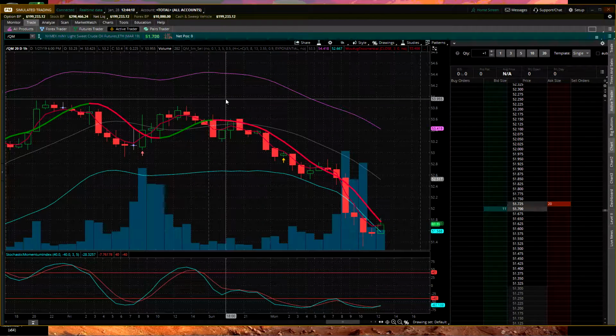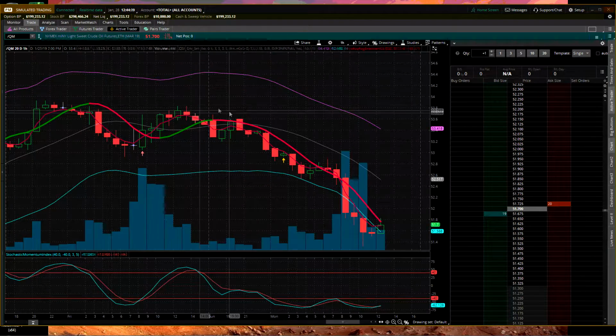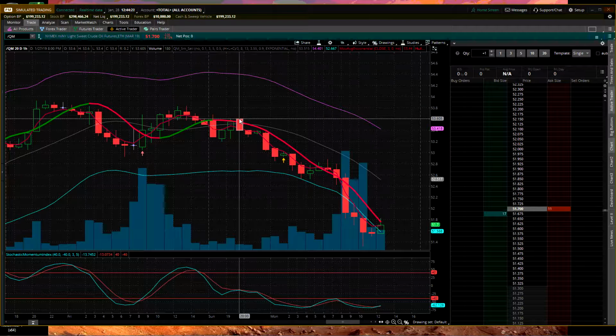And you may be asking right now, well, how do you know which candlestick to pick? Well, we'll talk about that later. It really comes down to your tolerance. How much are you willing to risk?